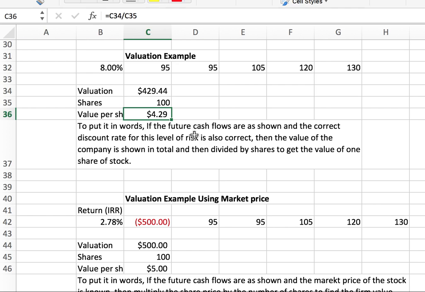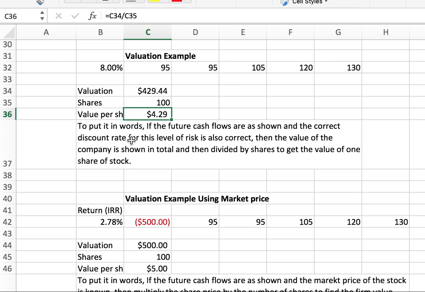If the market price was 10 and we thought it was worth $4.29, we clearly wouldn't buy it. In fact, we would either sell it or short it maybe. If the market price was 2 and we felt that it was a $4.29 valuation, we might want to buy it. We would see value there.